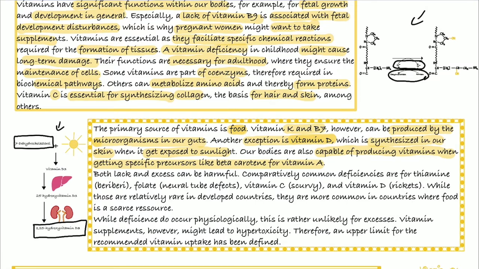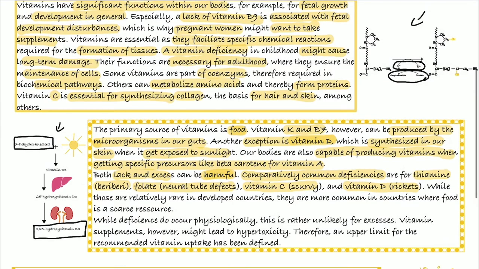Now, lack and excess of vitamins can be harmful, and there are comparatively common deficiencies which are rather famous: thiamine, which is beriberi, folate, so neural tube defects, vitamin C with scurvy, and vitamin D with rickets. And those are relatively rare in developed countries, but they are more common in countries where food in general is a scarce resource. So deficiencies can occur physiologically, but this is actually rather unlikely for excesses. And vitamin supplements therefore might lead to hypertoxicity. Therefore, an upper limit for the recommended vitamin uptake has been defined.